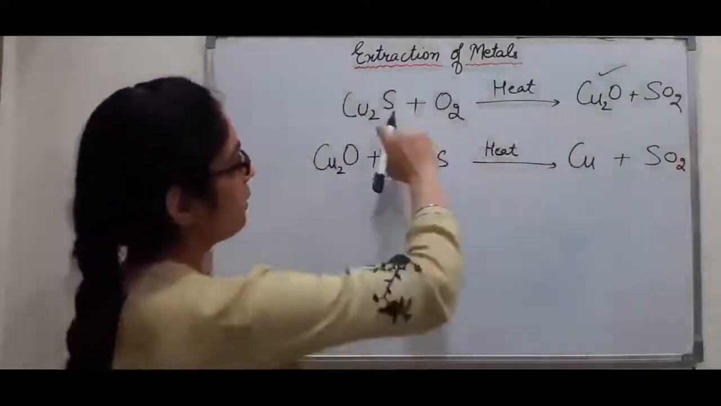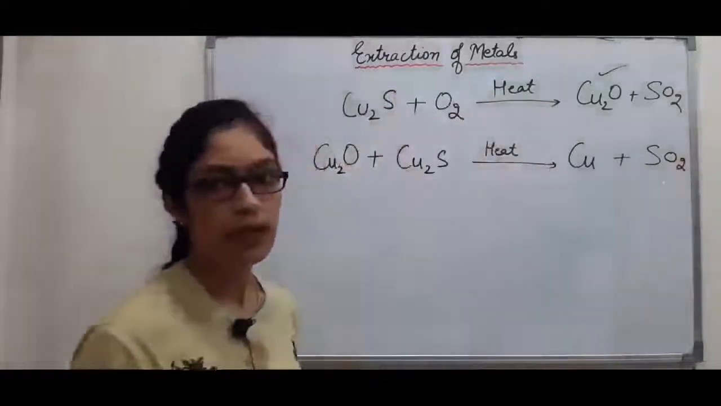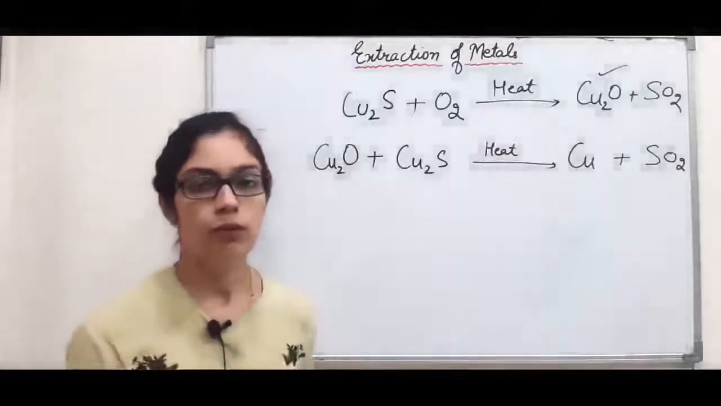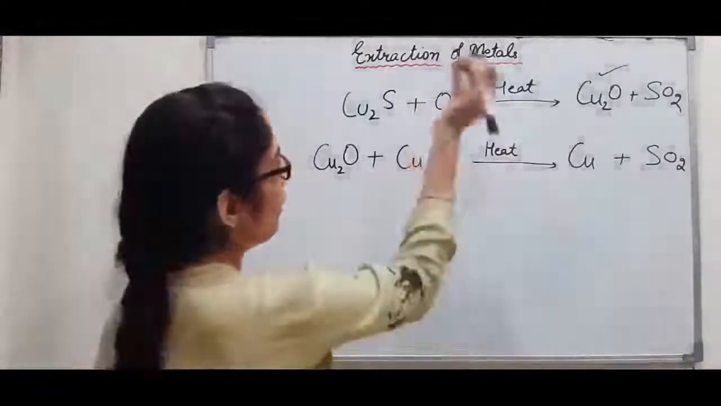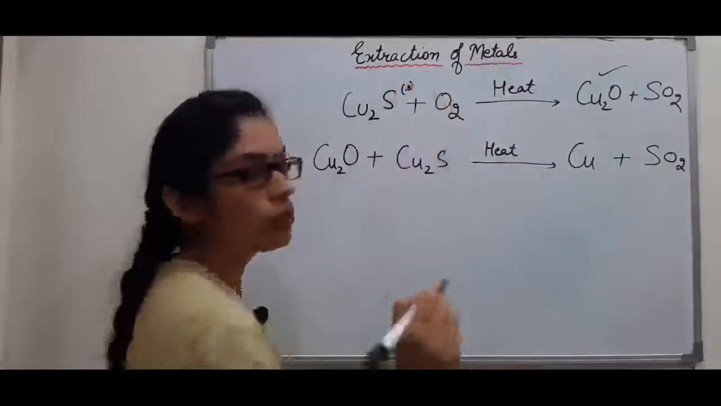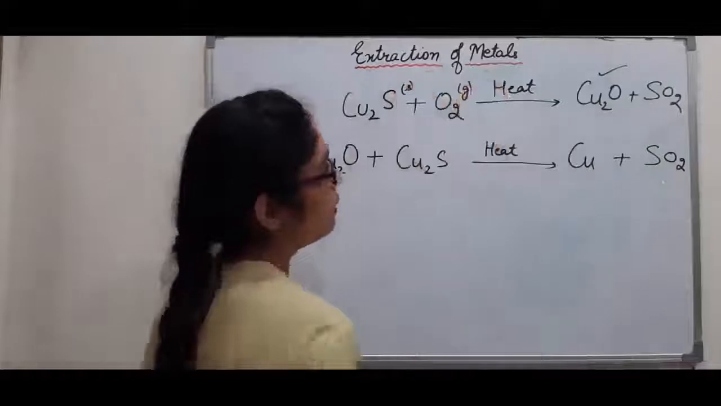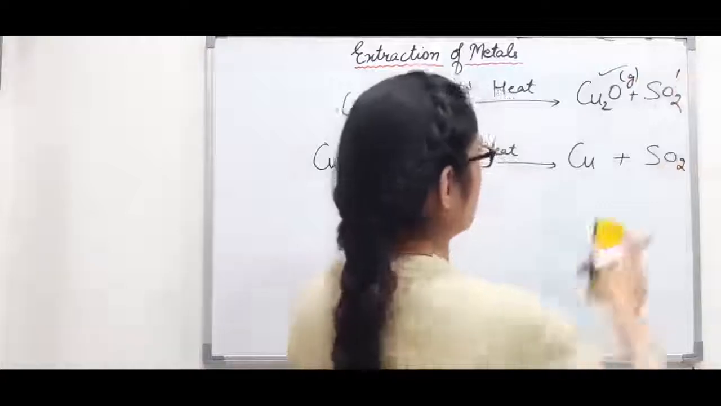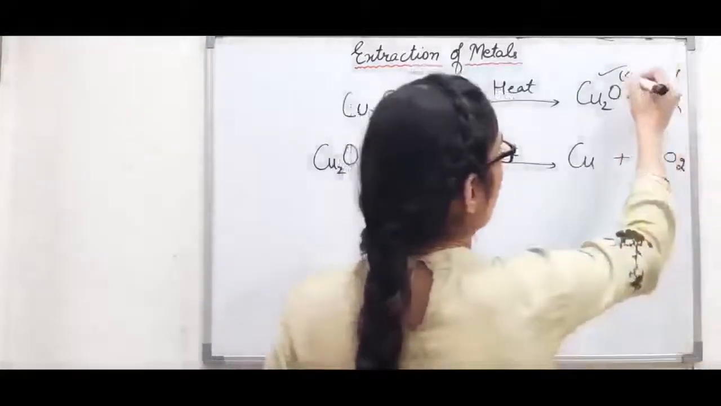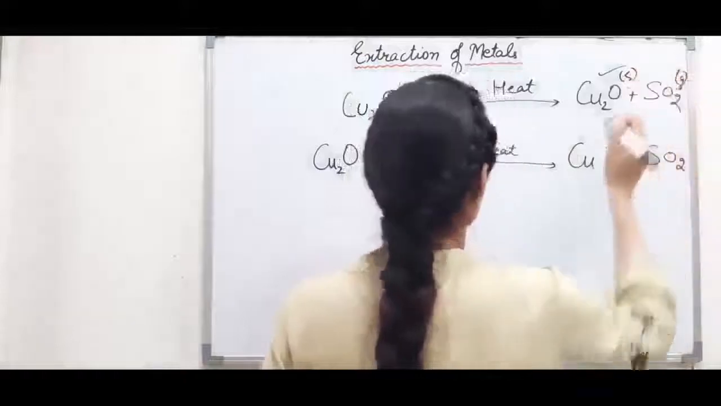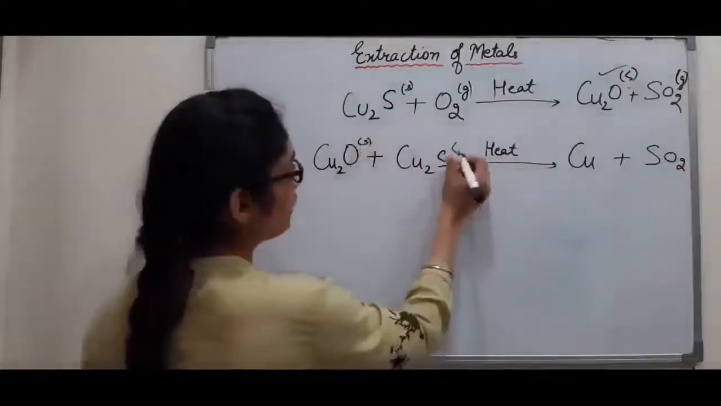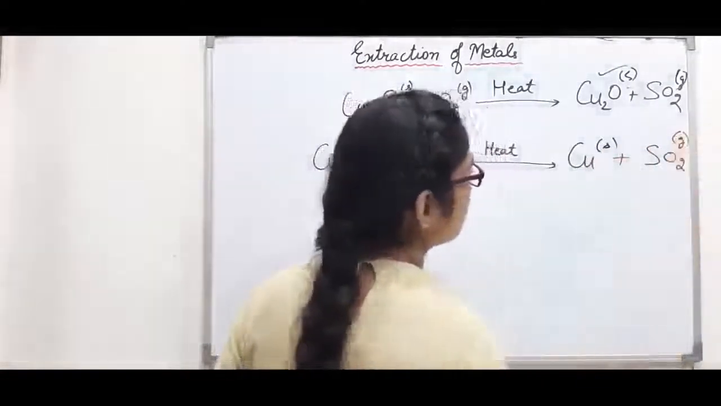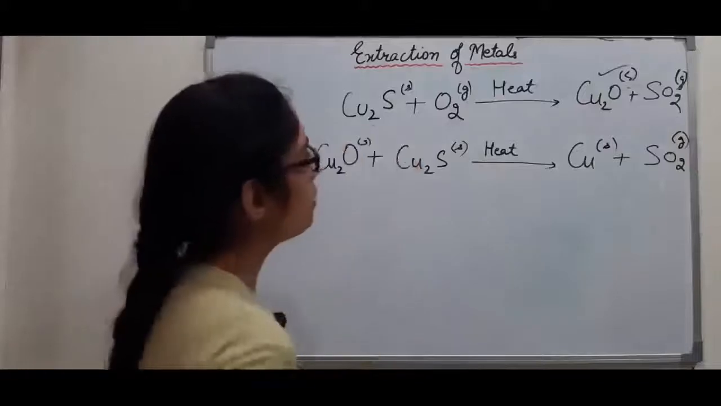Now let's balance the chemical equation and write the states also, because whenever you write any chemical equation you have to balance it and write the states also. So this copper sulfide is in solid state, oxygen in gaseous state, copper oxide is in solid state, and this is in gaseous state. Both of these are in solid state, so we can write S. Copper is in solid state and sulfur dioxide is in gaseous state. So we can balance the equations now.